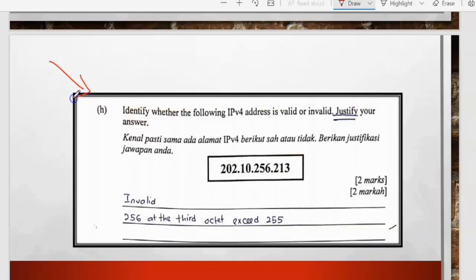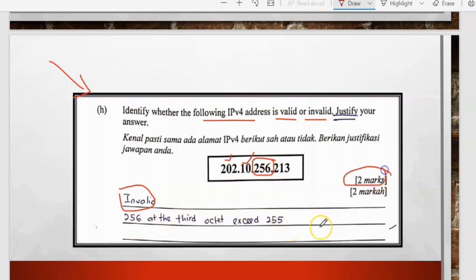Okay, this is an example past question for IPv4. Identify whether the following IP address is valid or invalid. Justify your answer. Okay, so the answer is invalid. If you see this one, this one is still in the range, but this one is already 256. So 256 in the third octet exceeds 255.